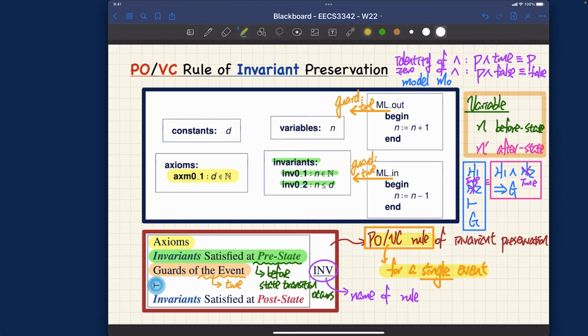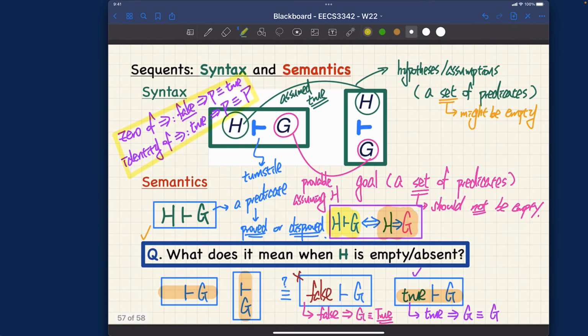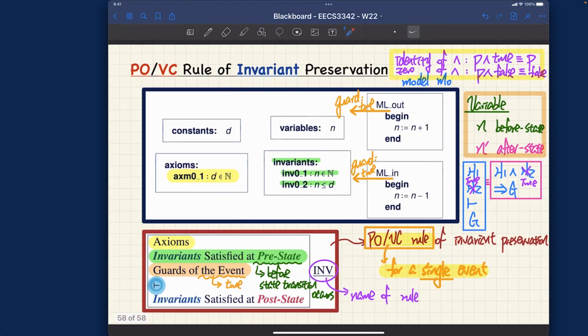So you can see these rules, I didn't really mention them in the review lecture, but I think we can just mention them just in time, whenever that's relevant, right? Earlier we talked about the zero of implication and identity of implication. And now we talk about identity of conjunction and zero of conjunction. You might be wondering, what about the identity of disjunction and also zero of disjunction?